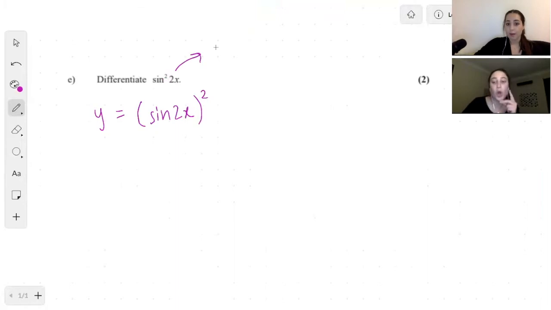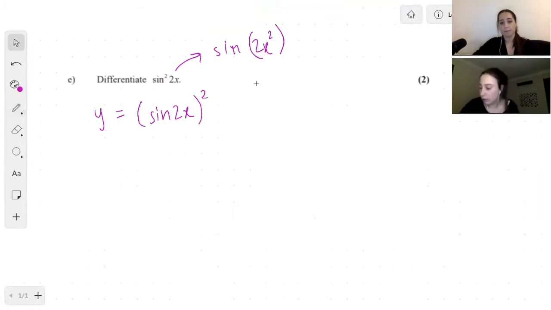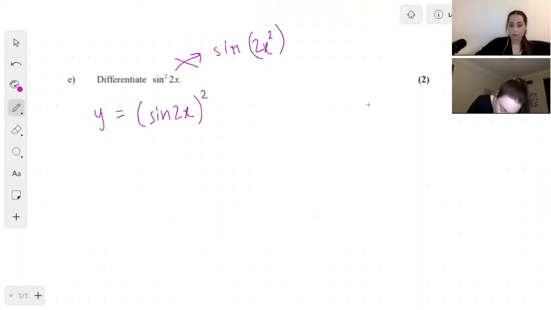So the other one was sine 2x squared, like in the context of this question, and that means that only this is squared. Let me write that down. So sine 2x squared is sine 2x squared, but then this one is sine squared 2x.